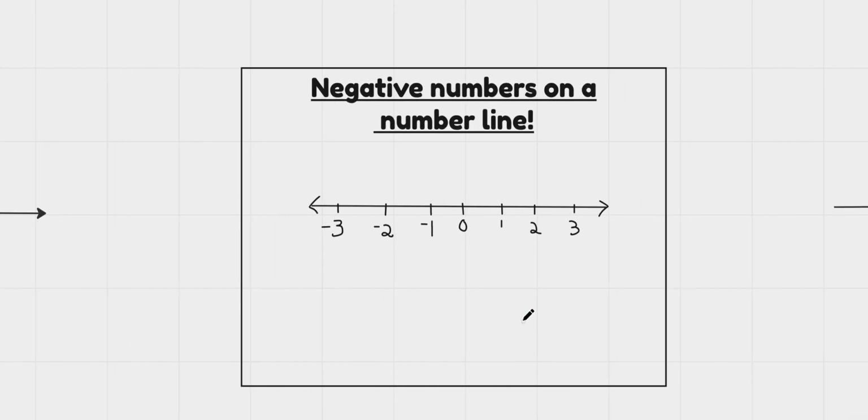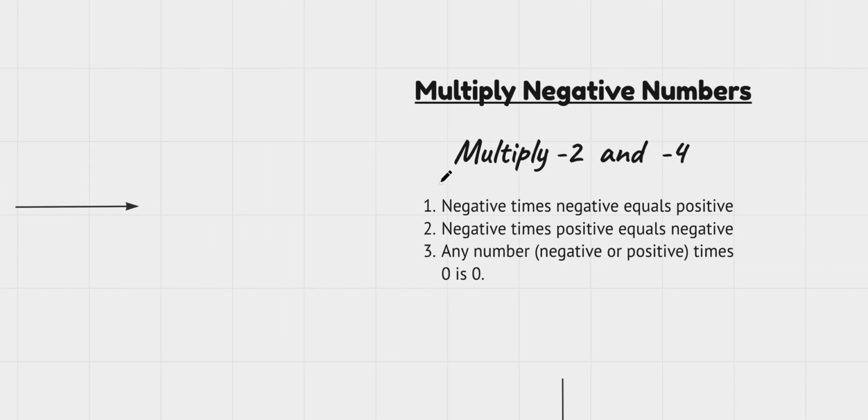Negative numbers on a number line look like this, where 0 is in the middle, and all numbers to the left of 0 are negative, and all numbers to the right are positive. So everything to the left of 0 are negative numbers.